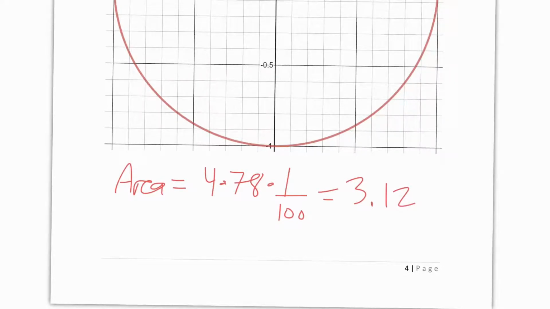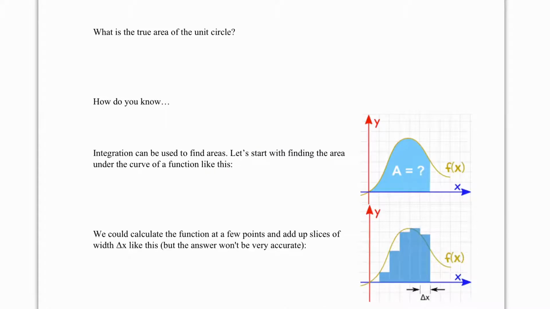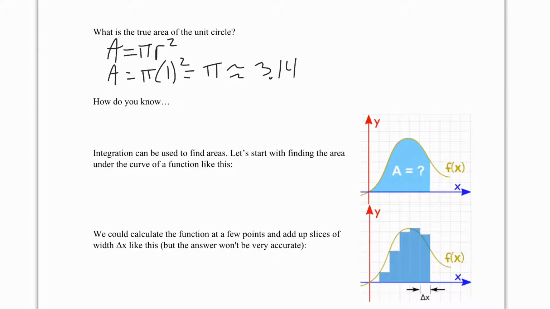Interesting, interesting. Well, what is the true area of the unit circle? If you remember from your probably grade 9 or grade 10 class, the area of a circle is equal to pi r squared. And so the area of a unit circle would be equal to pi times 1 squared, which would just be pi, or about 3.14. So pretty close because we had estimations of 3.12 and 3.16. So we figure the value of the area should be somewhere around 3.12 or 3.16, which is definitely what we find with 3.14.